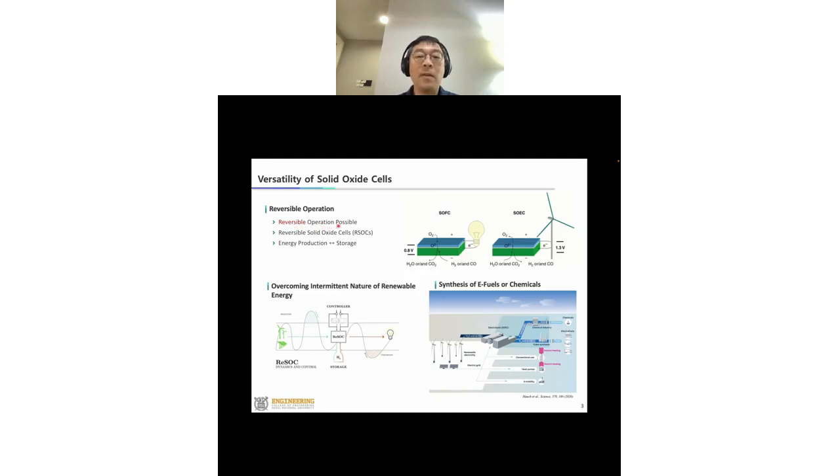So it's versatile. When you want to make electricity, you can make electricity out of hydrogen, or if you want to make hydrogen, you reverse the process. You use the electricity and make the hydrogen. So in the solid oxide cell, the so-called reversible operation is possible. That means you can produce energy or store energy with a single cell. So it's very versatile.